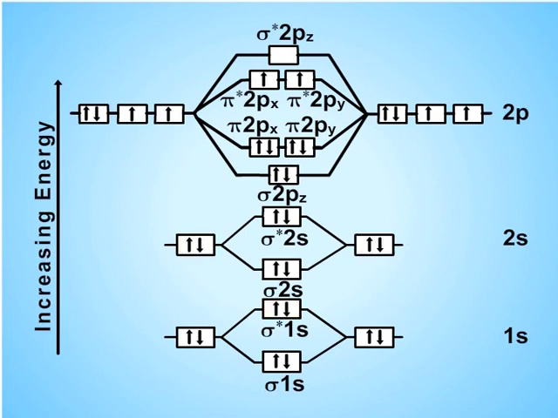Now let us see in 2s atomic orbital. As both oxygen atoms are having 2 electrons each in 2s atomic orbital, it shows bonding as well as anti-bonding molecular orbital will have 2 electrons each having opposite spin. Now let us come to 2p atomic orbital.